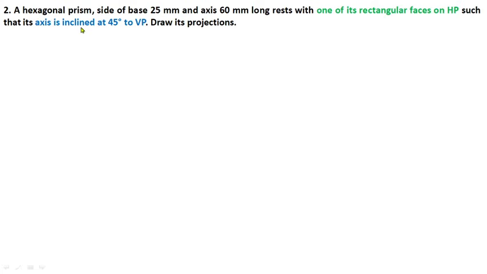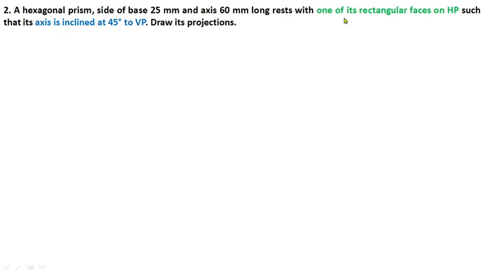Hi friends, in this video we will discuss one more hexagonal prism problem, but here the condition is that the axis is inclined to VP. In question number 1, hexagonal prism solid, we discussed the axis or base inclined to HP. If you wish to see that problem, you can check the link in the description box. Now, a hexagonal prism, side of base 25 mm, axis 60 mm long, rests with one of its rectangular faces on HP.